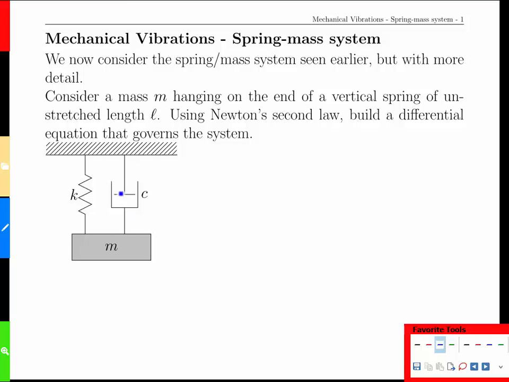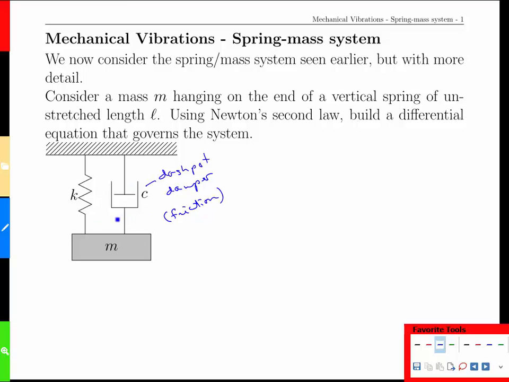The system we're going to look at is fairly simple. We have a mass attached to a spring that's hanging down vertically from some anchor point, and we have this other ingredient here, which is called a dashpot or a damper. And the idea is it is going to add some element of friction into the system. We haven't seen that yet before.